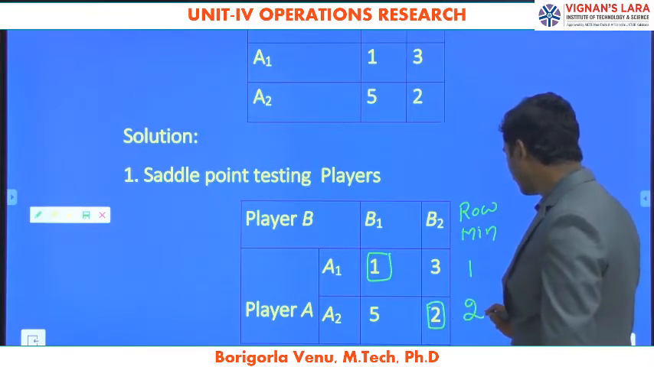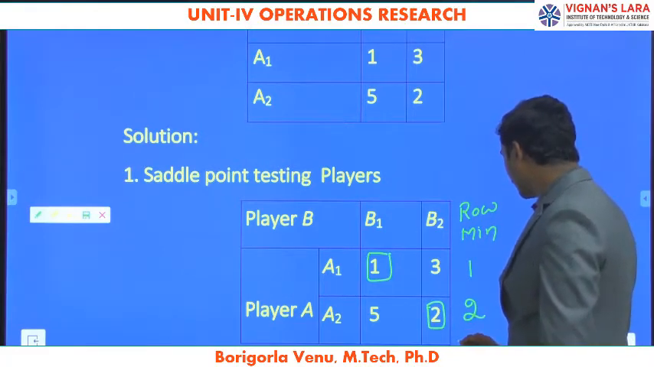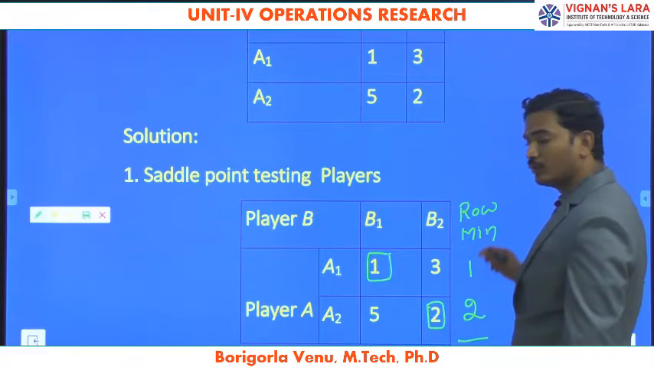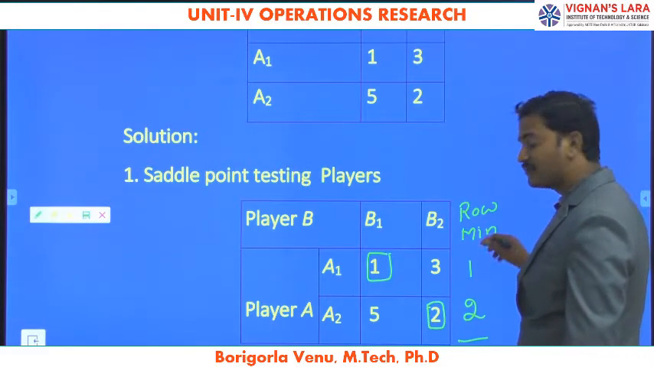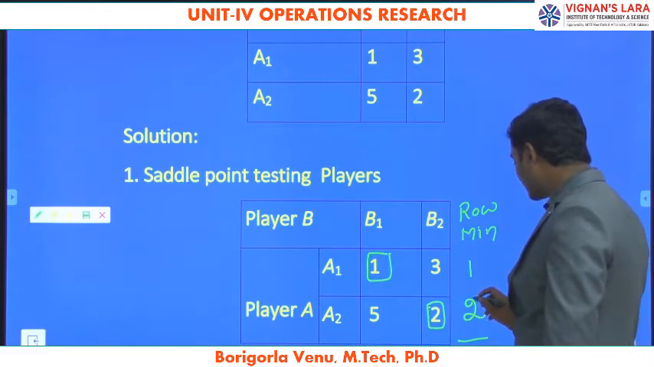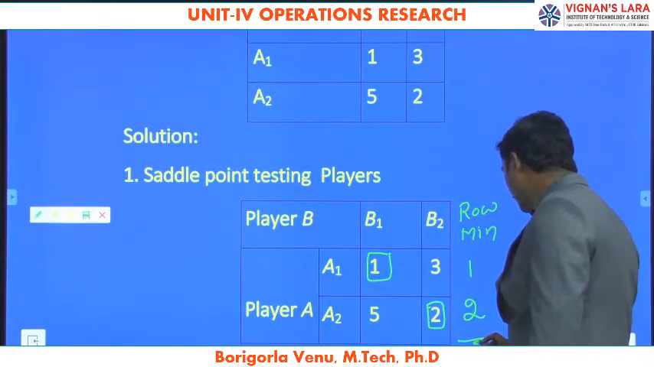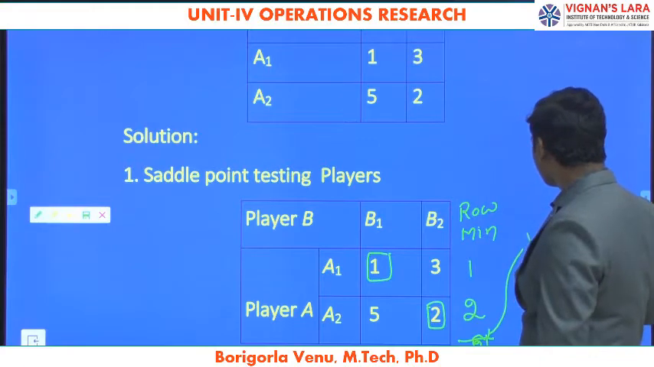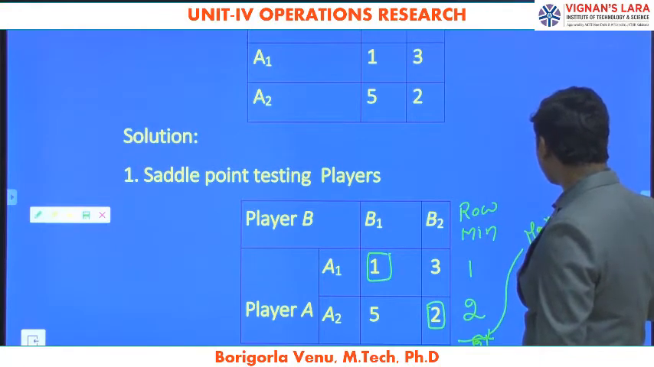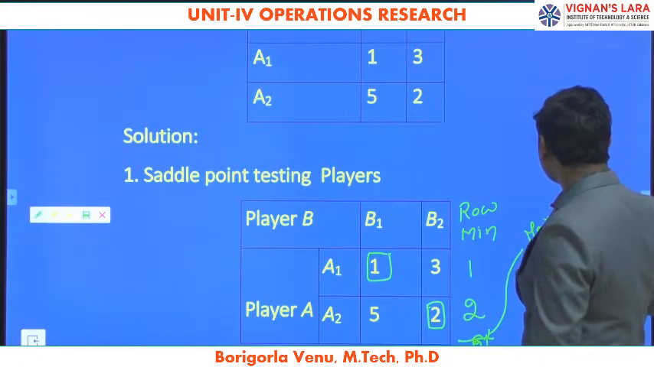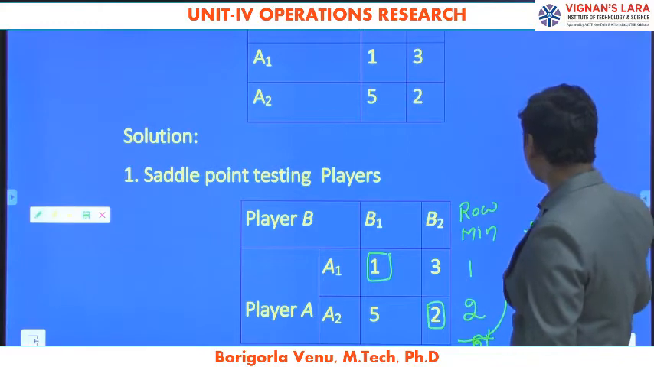From the row minimums, we identify the maximum value. Here the maximum value is 2. So this 2 is called the maximin value.